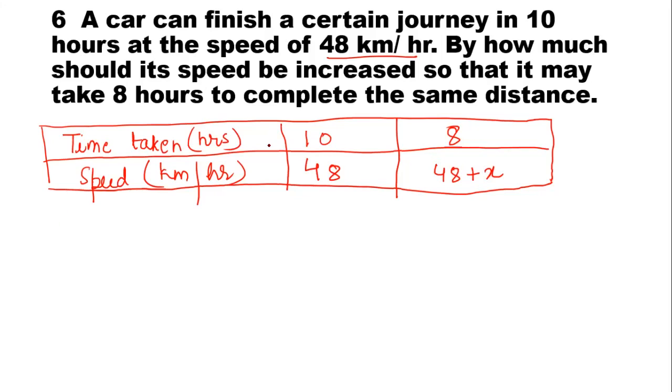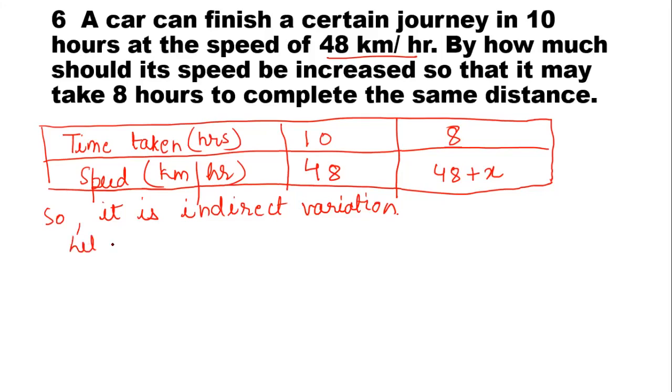So it is an inverse variation because if speed increases, the time taken to complete the journey will reduce. Yes or no? So there is an indirect relationship between both the variables. So it is indirect variation. Indirect variation. Now what is x?